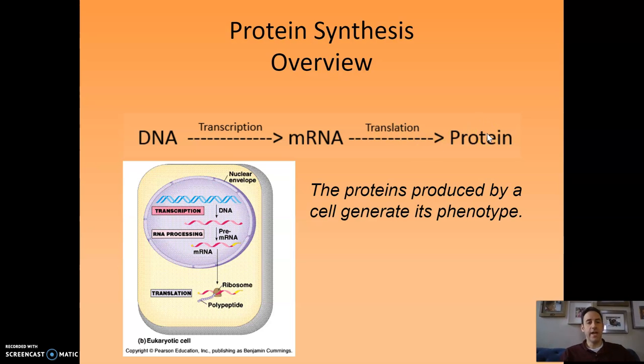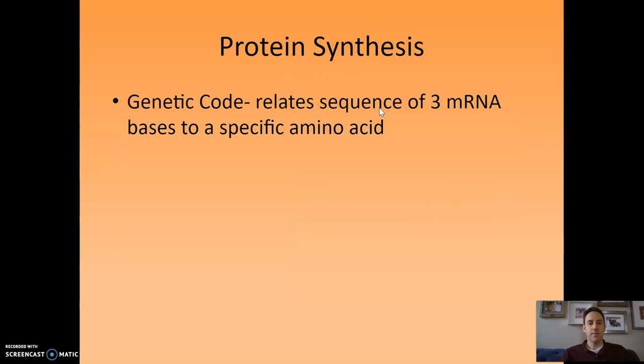We had this overview diagram where we said that DNA is converted to messenger RNA in a process called transcription. Then mRNA is used to make a protein through a process called translation. Before we get into more specifics about transcription and translation, there's one final piece we need to put in place, and that is the genetic code. The genetic code relates a sequence of 3 mRNA bases to a specific amino acid.